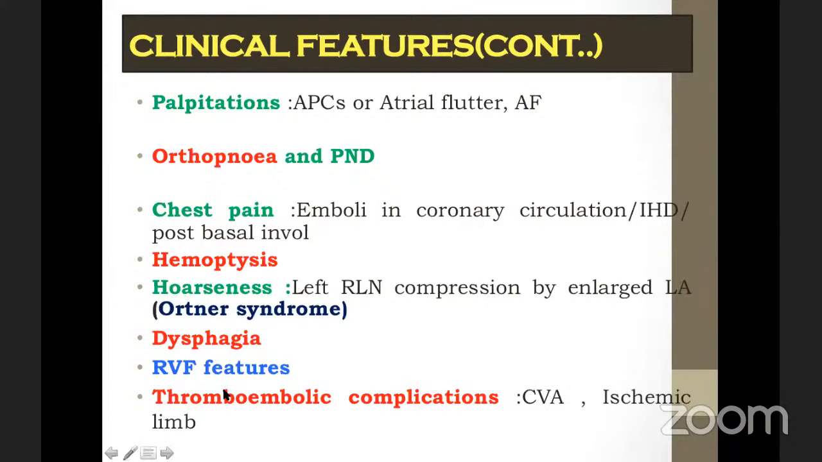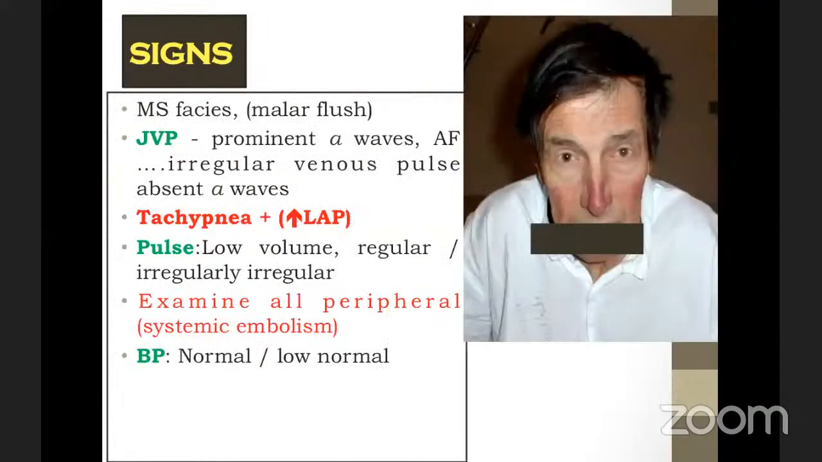Next, you have to look for features of right ventricular failure, because your management will be different. If there are failure symptoms, again you have to give some afterload reducing agent. You have to decrease the pulmonary artery pressure by giving milrinone or nitroglycerin. If there is a thromboembolic complication, you have to look for features of CVA, or you have to palpate all the limbs to check for any pulse deficit or dislodgement of the thrombus.